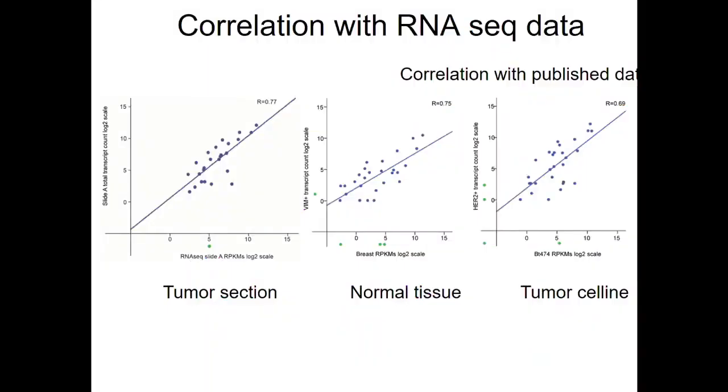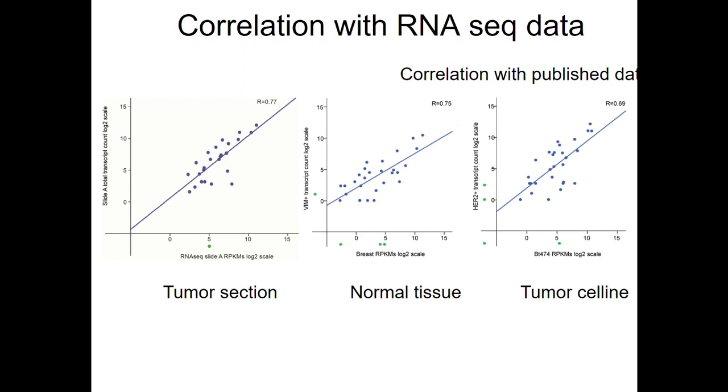To get a little bit of quality check, we also extracted RNA from a consecutive section and ran a standard RNA sequencing on the bulk of that section. And this is the correlation between RNA sequencing and in situ sequencing. It's a striking correlation, actually. So it looks like it's a pretty quantitative approach.